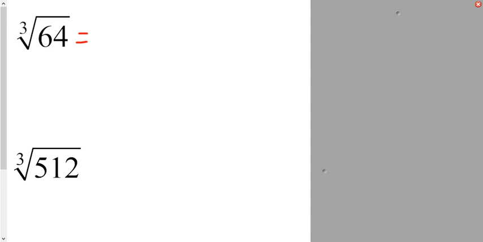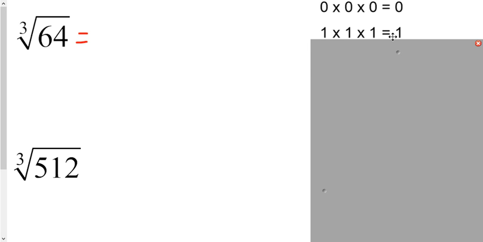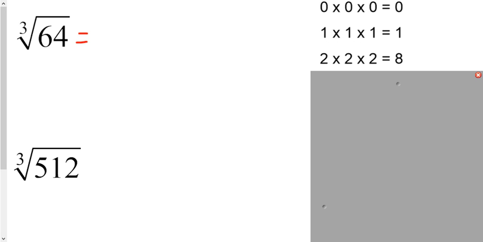So this is my advice. Go through and make this little chart and have it close by. And if you're on a test or quiz where you can't use notes, you can make this real quick. 0 times 0 times 0 is 0. 1 times 1 times 1 is 1. You get the idea. Here's 2 to the third power, which would be 8.